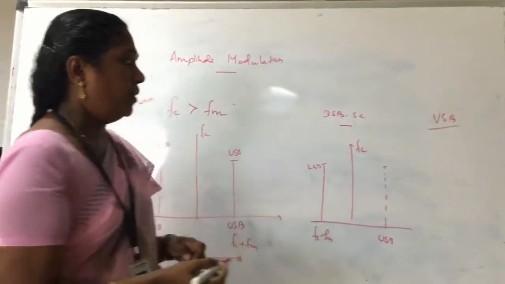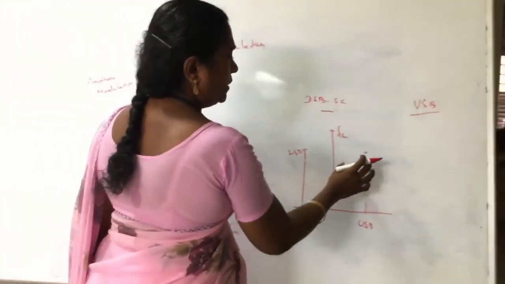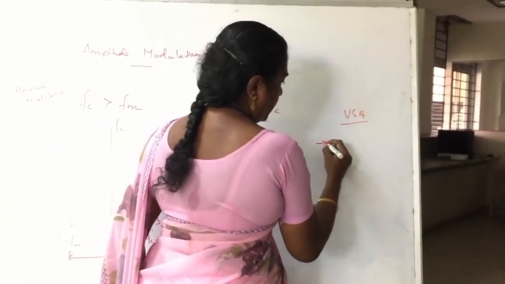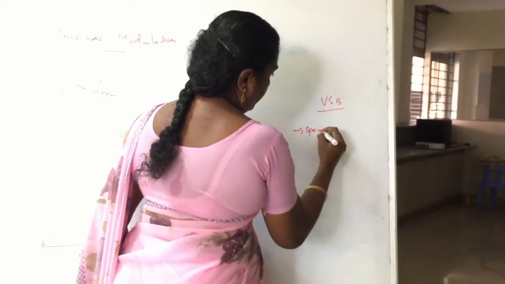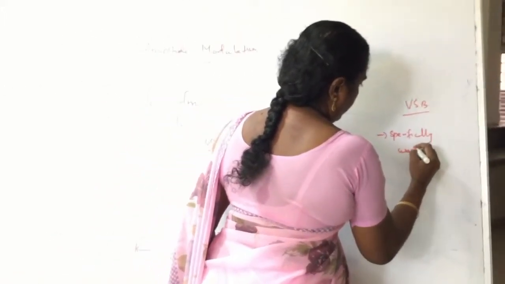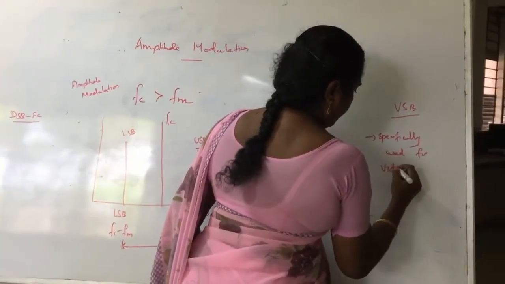In vestigial sideband modulation, a vestige of the USB can be sent along with the LSB. That is called vestigial sideband modulation. It is specifically used for video transmission.